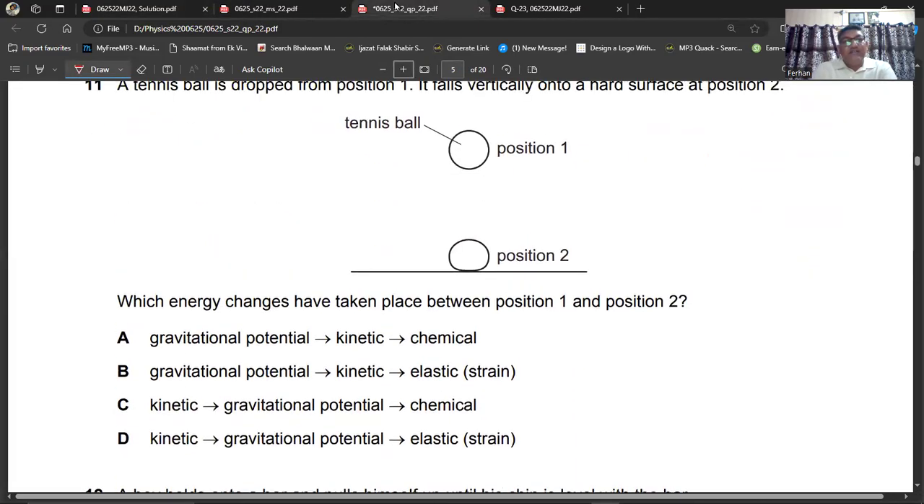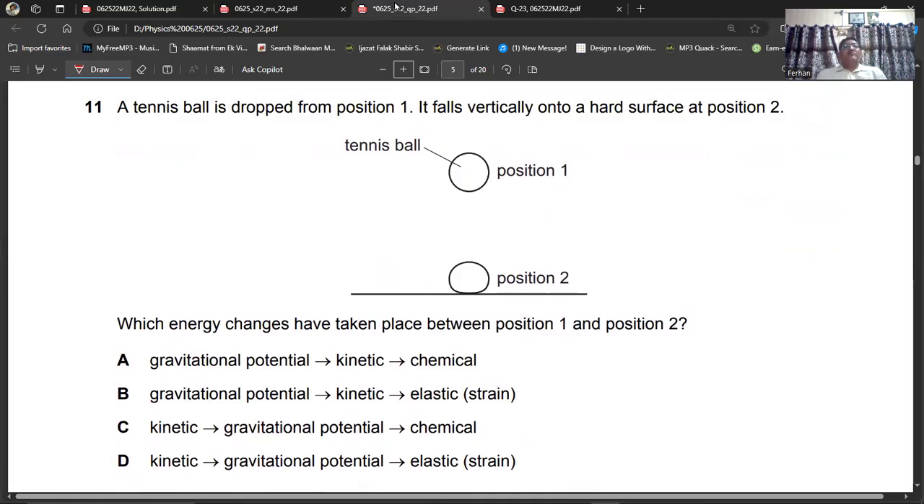Question number 11. He says the tennis ball is dropped from position 1. It falls vertically onto a hard surface at position number 2. If you look at position number 2, it has touched the ground. All its gravitational potential energy has been converted into kinetic energy when it's coming down. And here the ball has squeezed a little bit, which means it now also has elastic energy. So he asks which energy changes have taken place between position 1 and position 2.